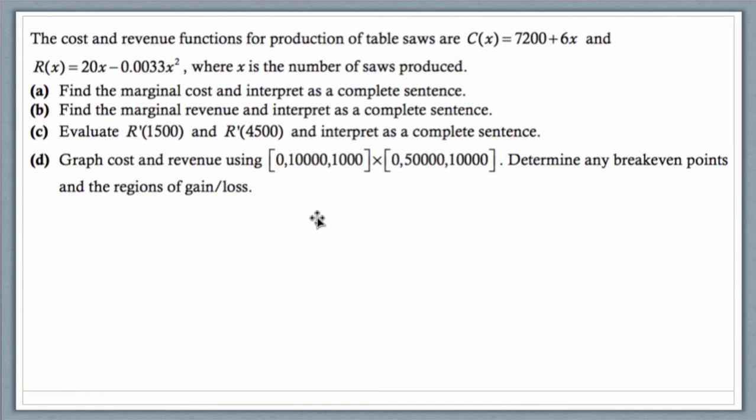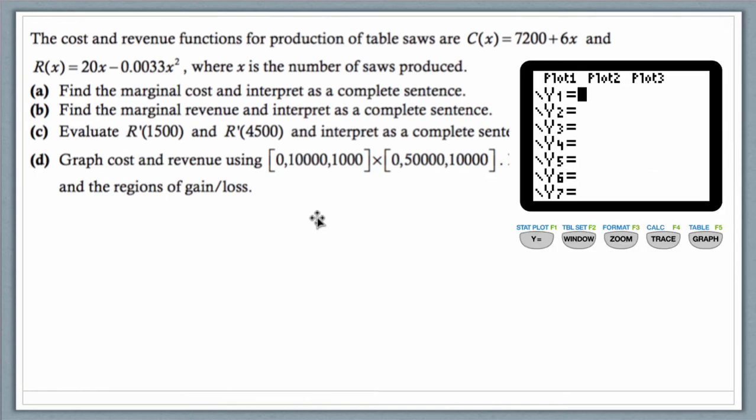Let's graph the cost and the revenue, and I've given you a window, and determine any break-even points. Then let's also look at any regions of loss or gain. So the first thing that we need to do is go into Y= and enter our two functions in. Once we have our functions entered, we can go to the window key.